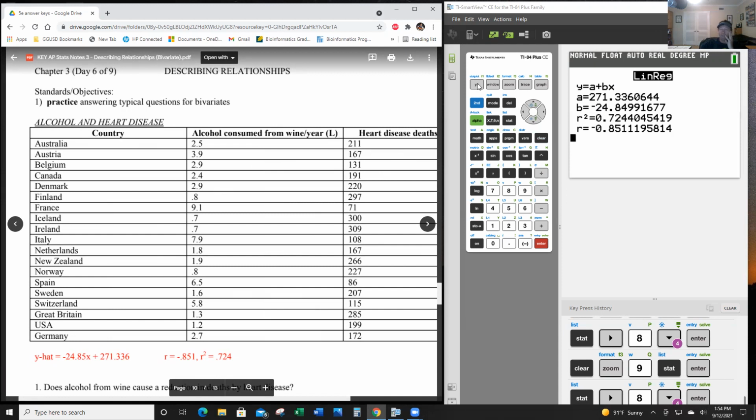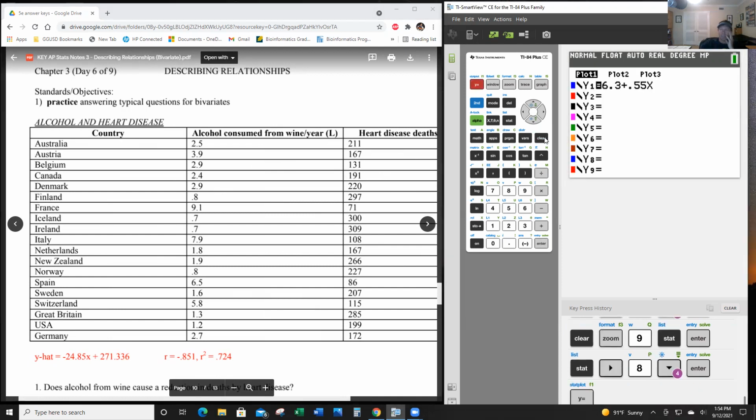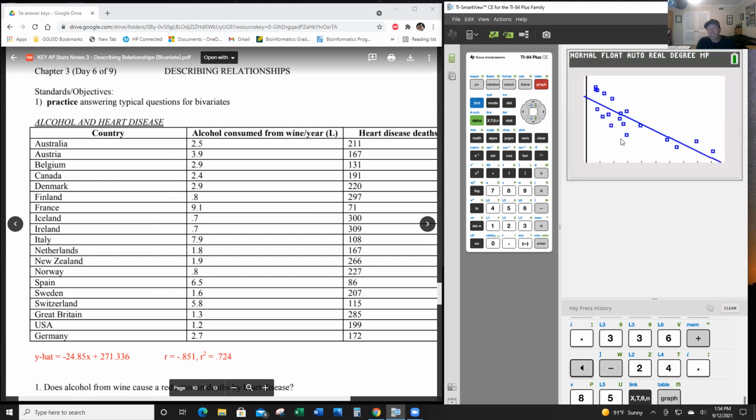And then if I can graph this thing, y equals, I'm going to go ahead and just type it in. It's 271.336, actually, let me go back on that, minus 24.85x. Then x is up here. Okay, you can graph that, it'll come. So that's a really good looking line, and you can imagine the residual plot.